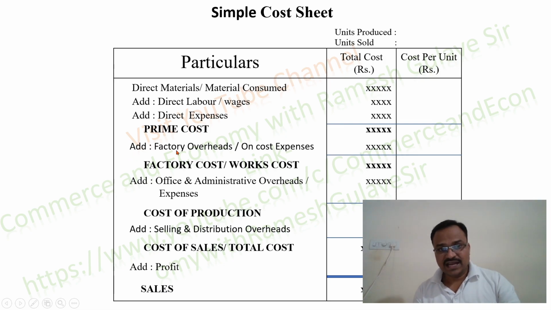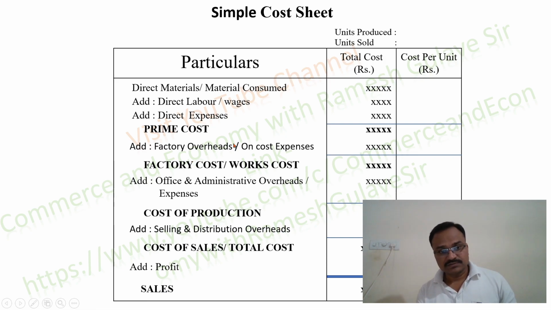Similarly, we have discussed that indirect material, indirect labor and indirect expenses are considered as overheads, and overheads are classified into three categories. See friends, here are the three categories. First one is factory overheads or on cost overhead. This is the first category of overhead. Then the second one is office and administrative overheads. This is the second category of overhead. And third, selling and distribution overheads.